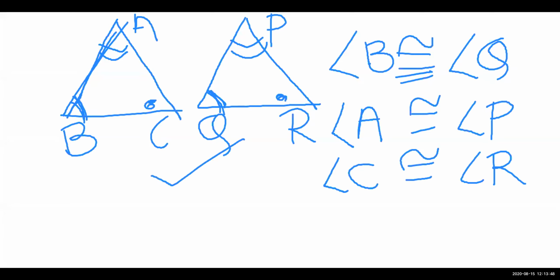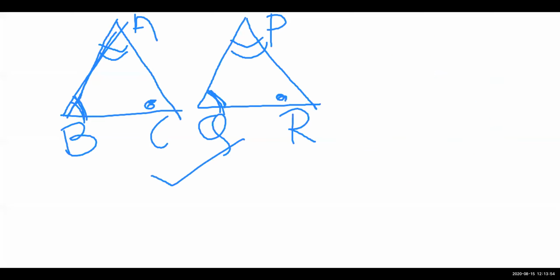Next is about the sides. Here I am mentioning one line here, two here, and three here. So just tell me which sides of triangle ABC are congruent to triangle PQR. Yes, very good, all of you.